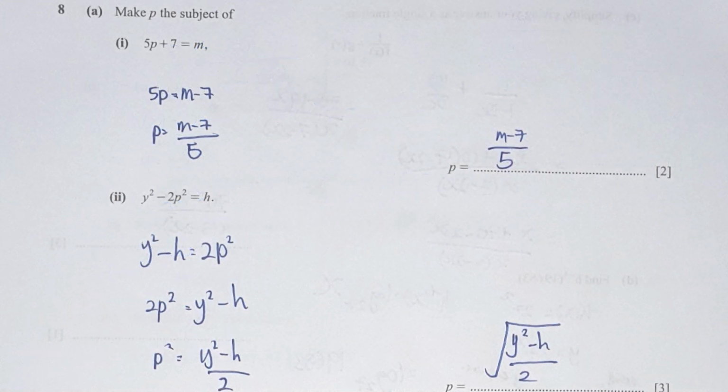Question 8a, making p the subject. Get rid of the 7, so you have 5p equals m minus 7. p equals m minus 7 divided by 5. As for part 2, I throw the negative 2p squared to the other side and pull the h over. Then I divide the entire thing by 2 and square root it. So p equals the square root of y squared minus h, divided by 2.